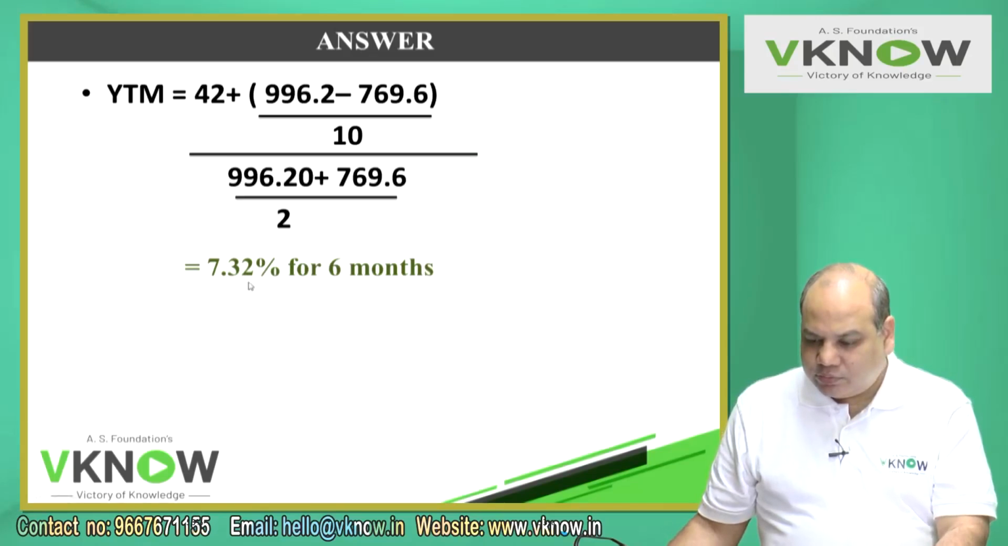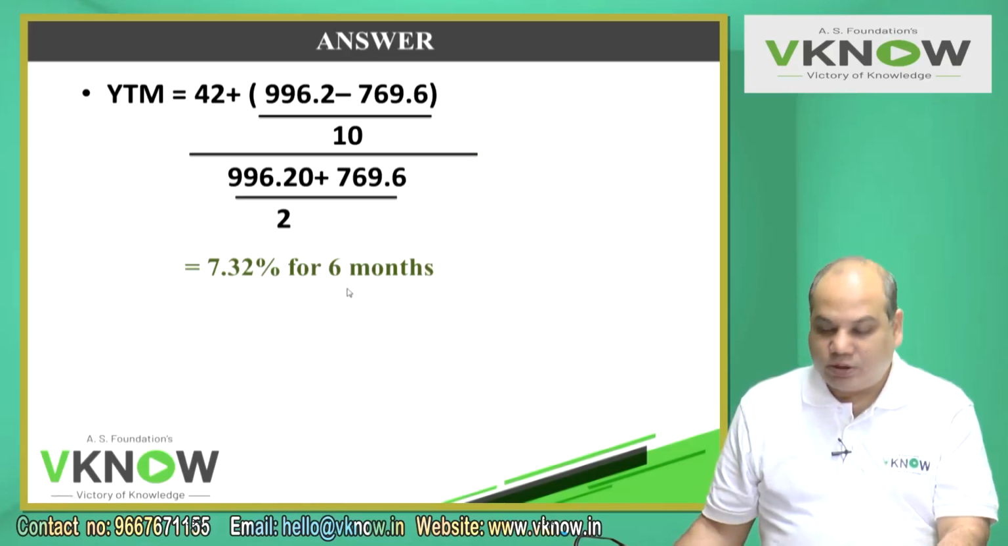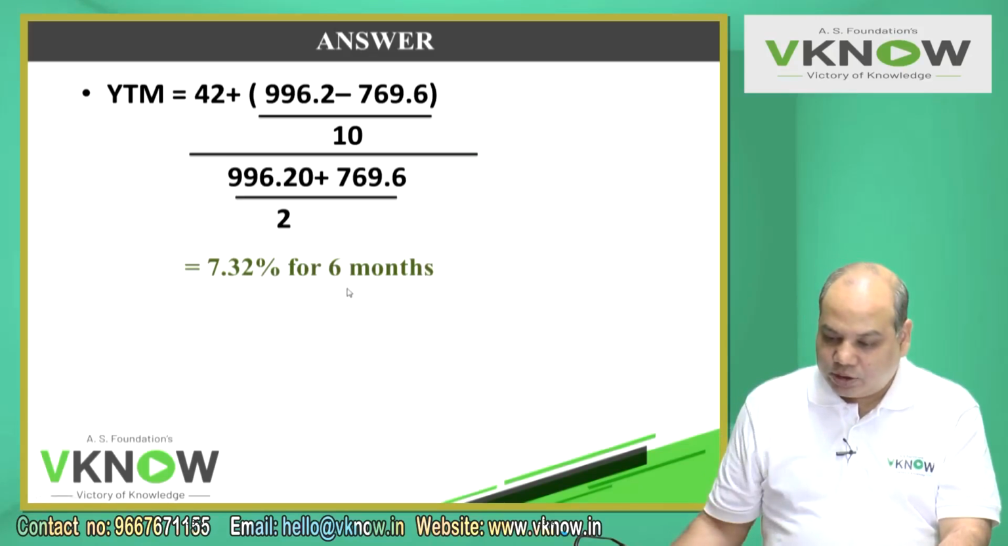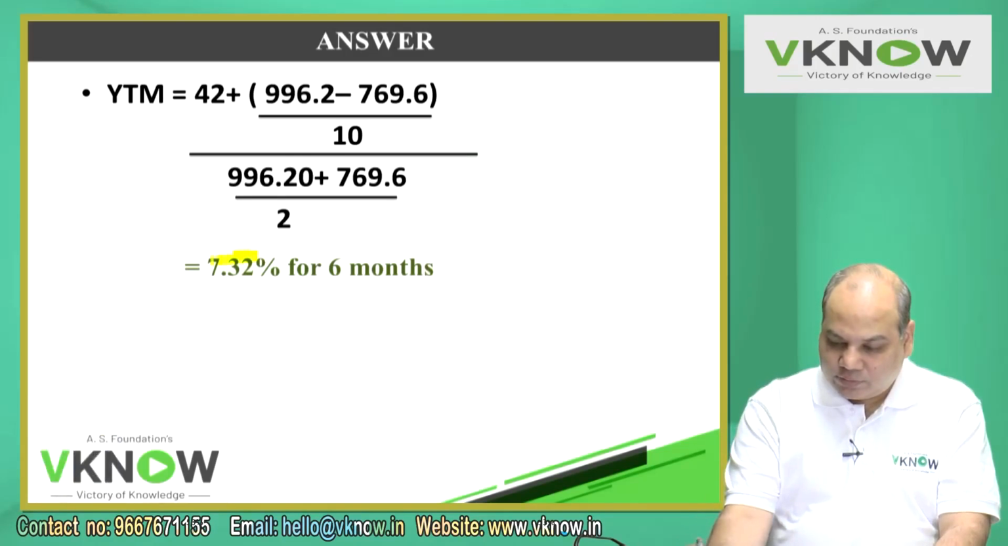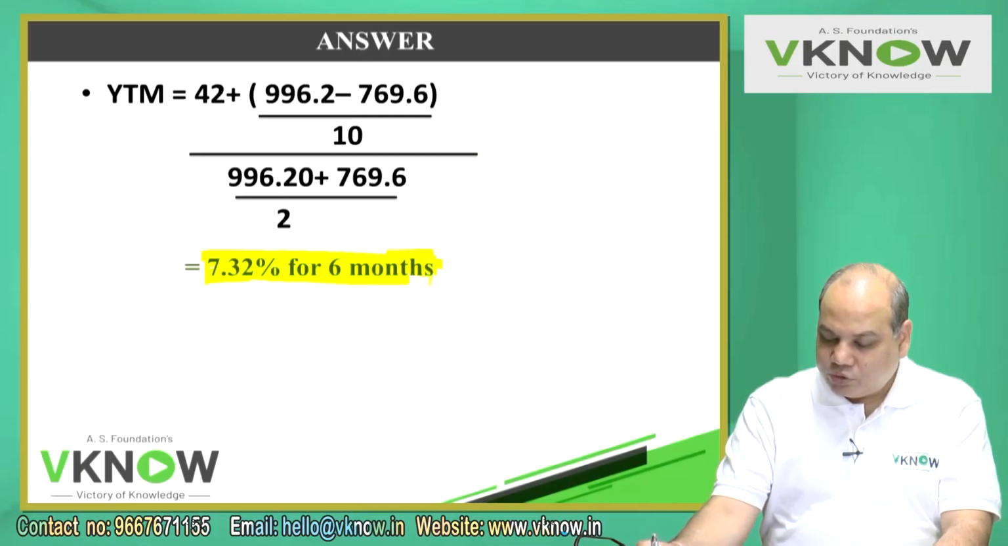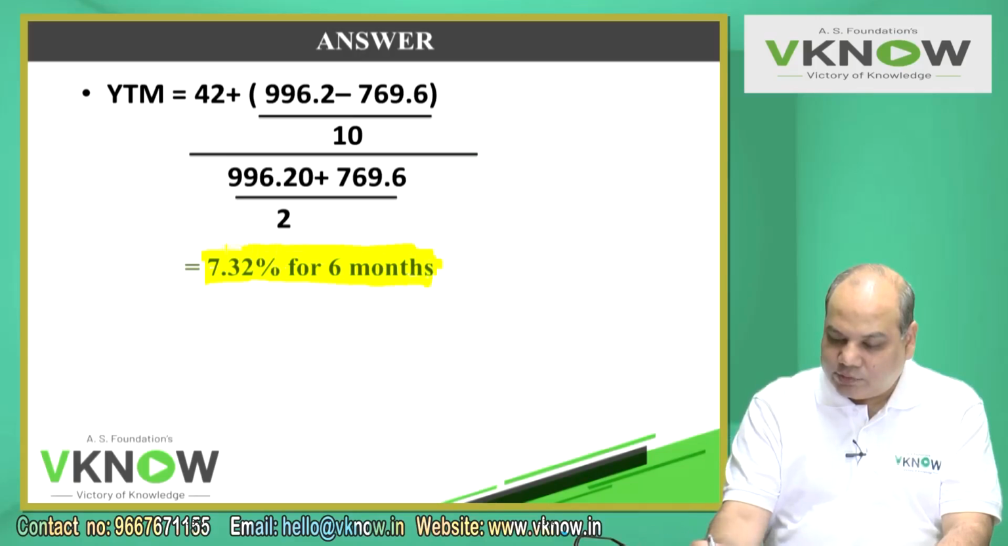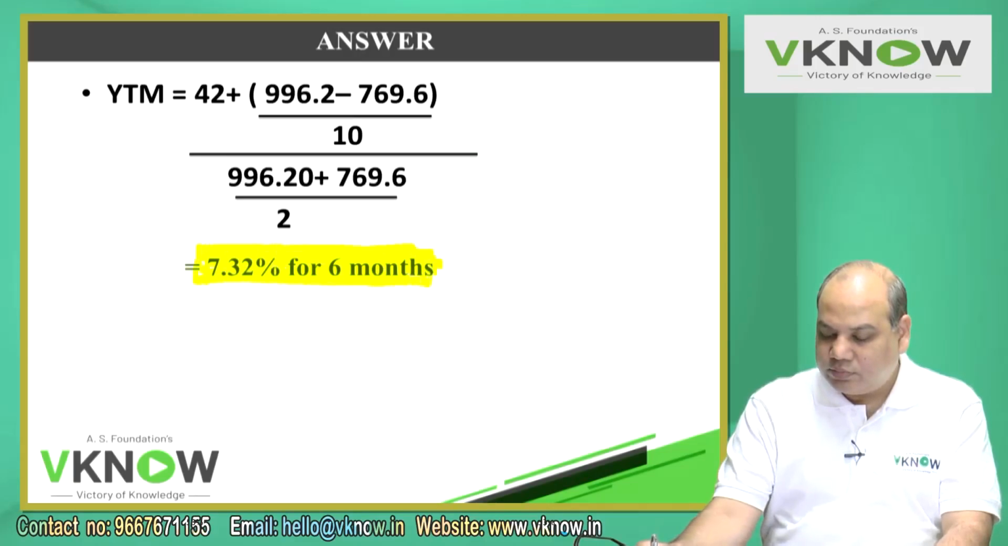Now you will get 7.32%, but what is the mistake you will make? You will think that this is the final answer. No, this is not the final answer. This is the YTM for 6 months, because we have used the semi-annual formula. So even the YTM that you are getting is applicable for 6 months.